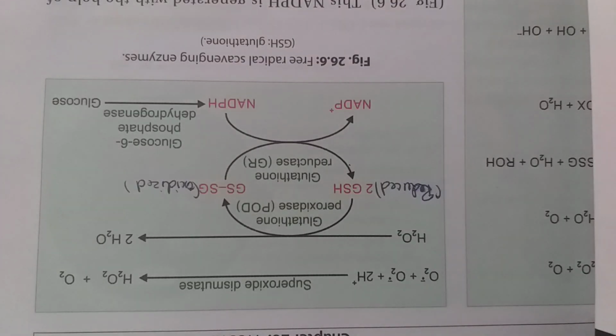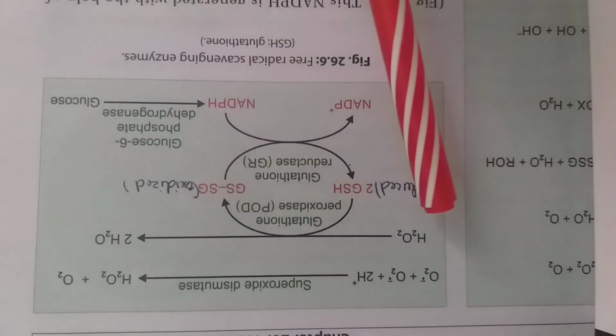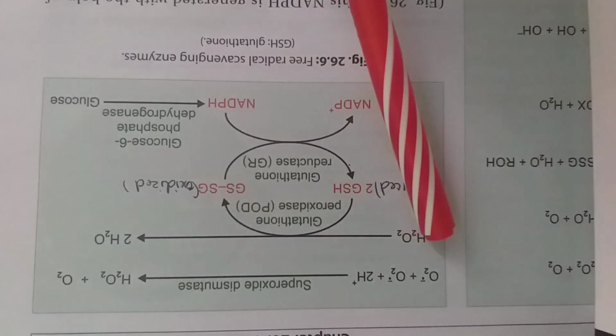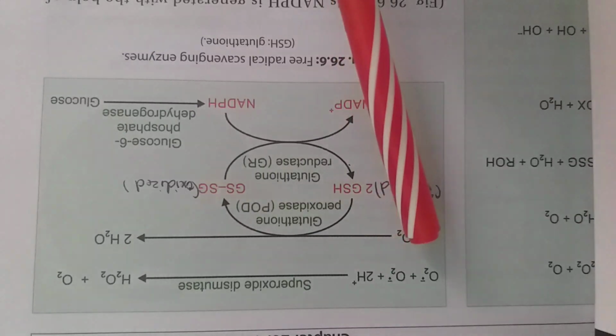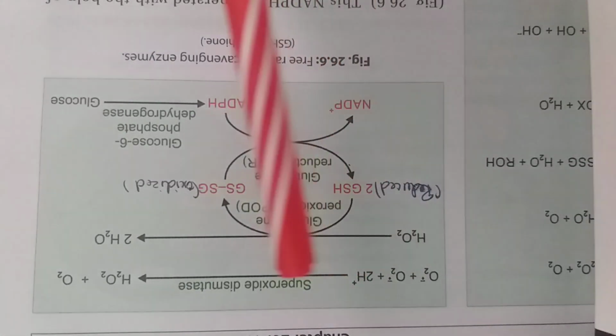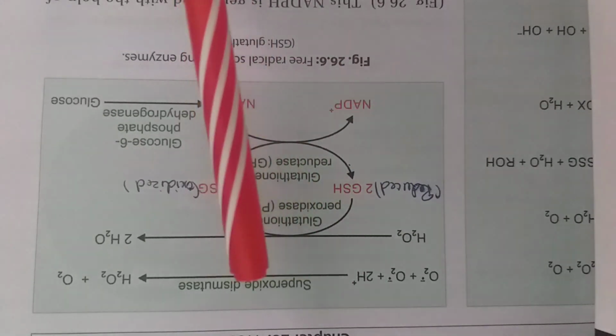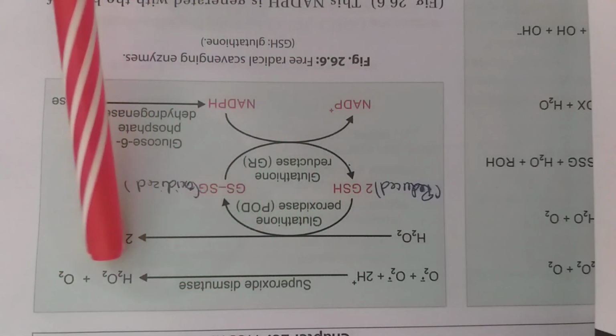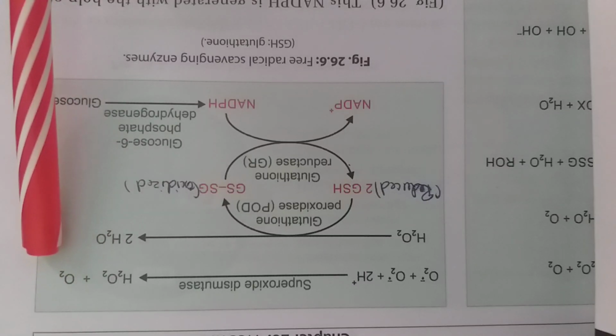In this video, I'll be discussing the free radical scavenger system. Here you can see the diagrammatic representation of the free radical scavenger system. Here, two superoxide anion radicals combine with two hydrogen ions, and in the presence of the enzyme superoxide dismutase, this forms hydrogen peroxide and oxygen.